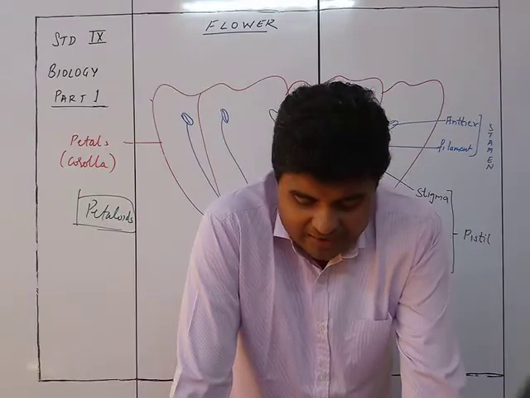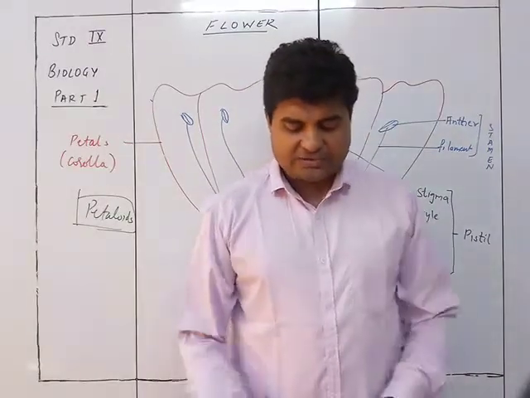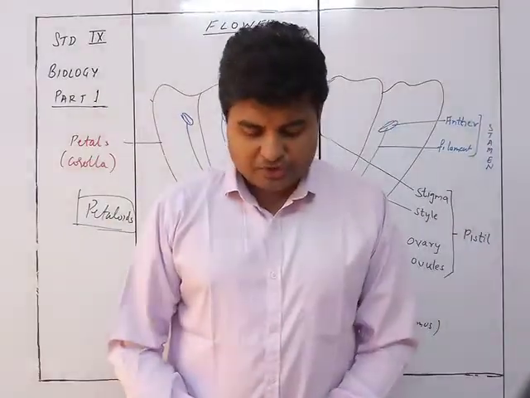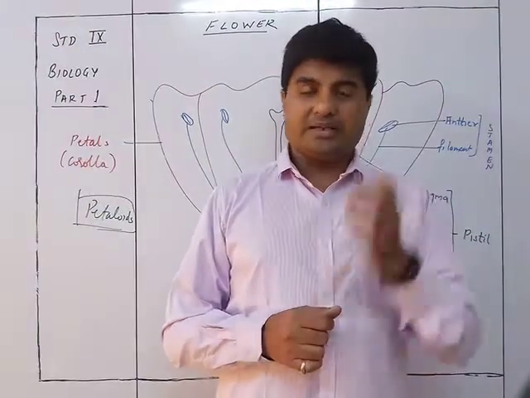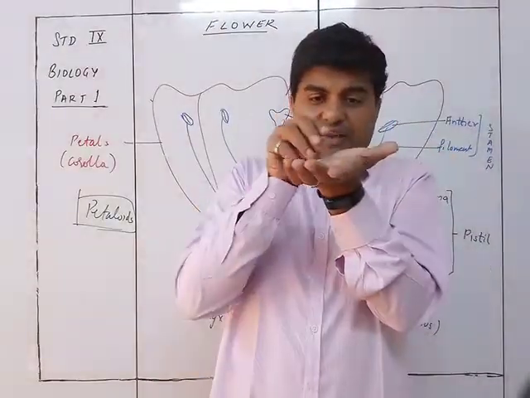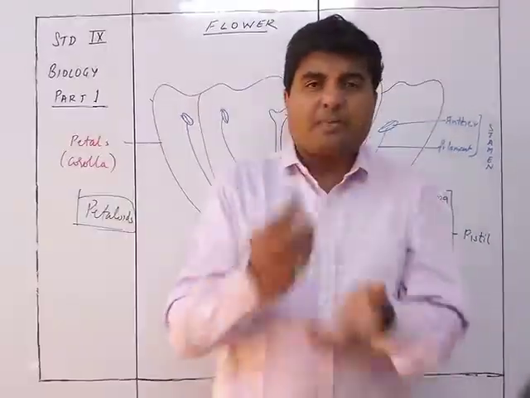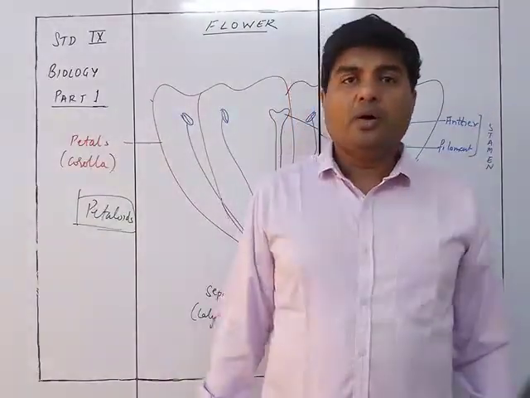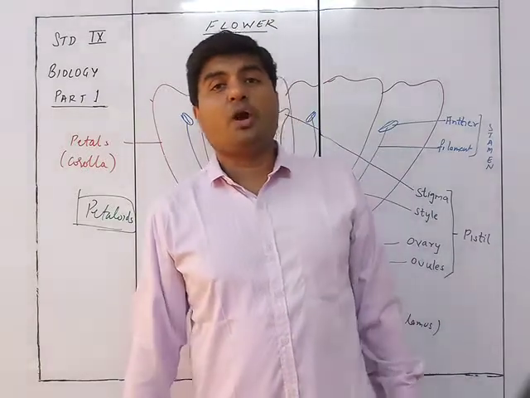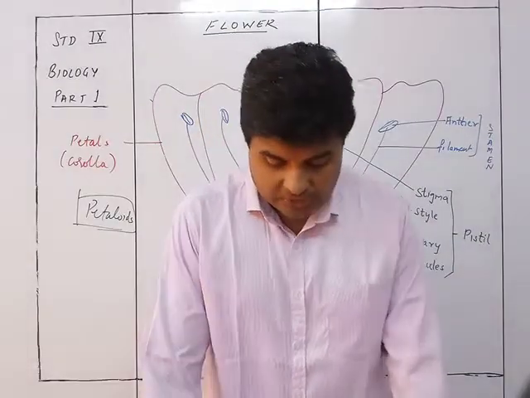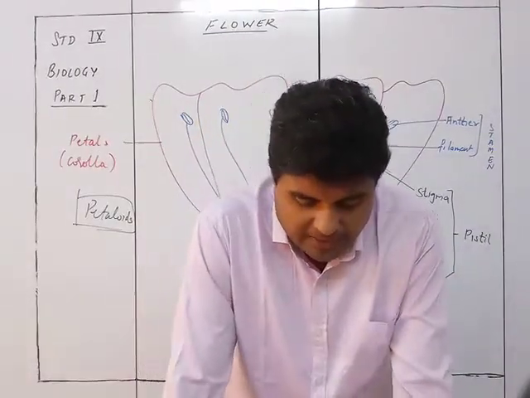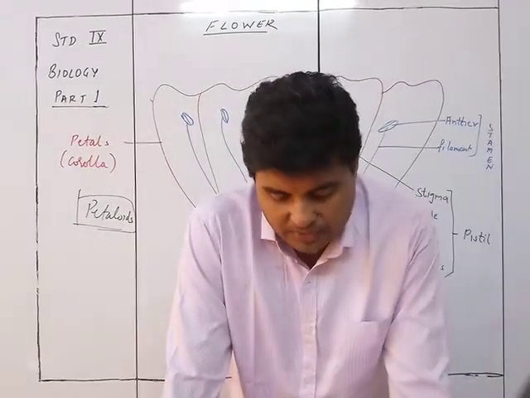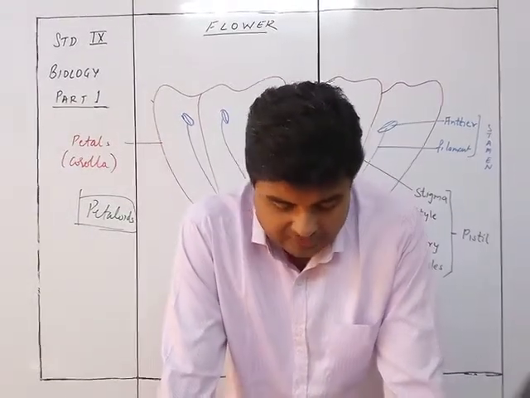Bracts. When a flower arises in the axil of a leaf-like structure, this structure is known as a bract. So whenever there is a leaf-like structure and the flower comes out from the middle of it, on the axil, then it is called the bract. Bracts may be green like an ordinary leaf, or at times they are colored.